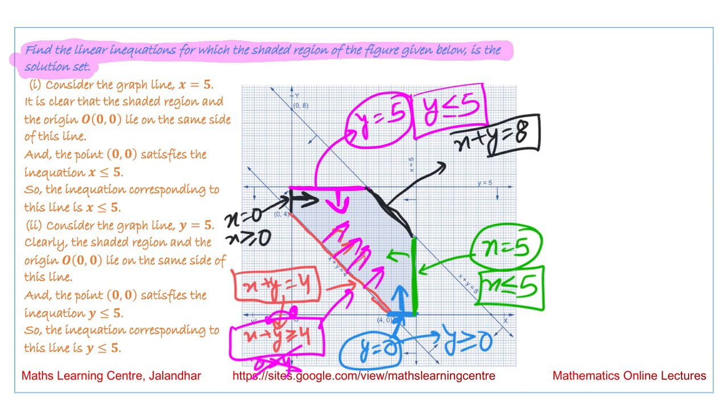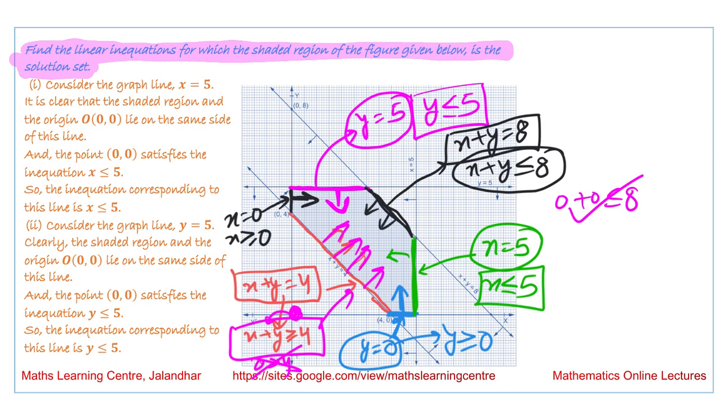Similarly, when we are talking about x plus y is equal to 8, suppose we write x plus y is less than equal to 8, and we substitute 0 0 over here, we get 0 plus 0 is less than equal to 8, this is true. So we are representing the region below this line. So if we consider the inequations x plus y is less than equal to 8, y is less than equal to 5, x is greater than equal to 0, x plus y is greater than equal to 4, y is greater than equal to 0, and x is less than equal to 5, then the region of solution will be this portion.